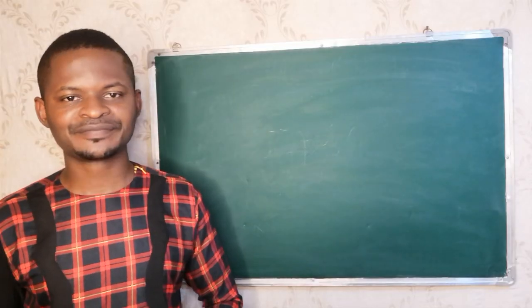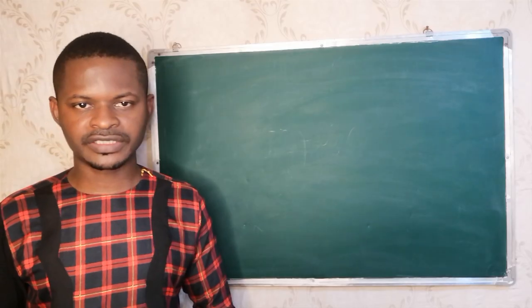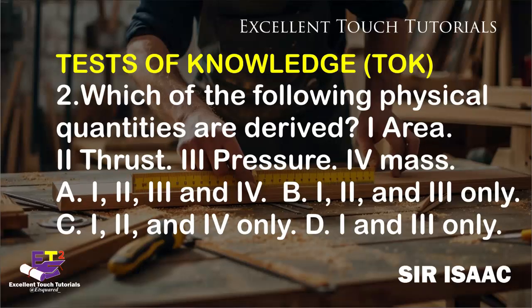Now it's quiz time. Number 1, what are derived quantities? Define derived quantities. Explain derived quantities. Number 2, which of the following physical quantities are derived? First, we have area. Second, we have thrust. Third, we have pressure. And fourth, we have mass. So, option A, is it first, second, third, and fourth?